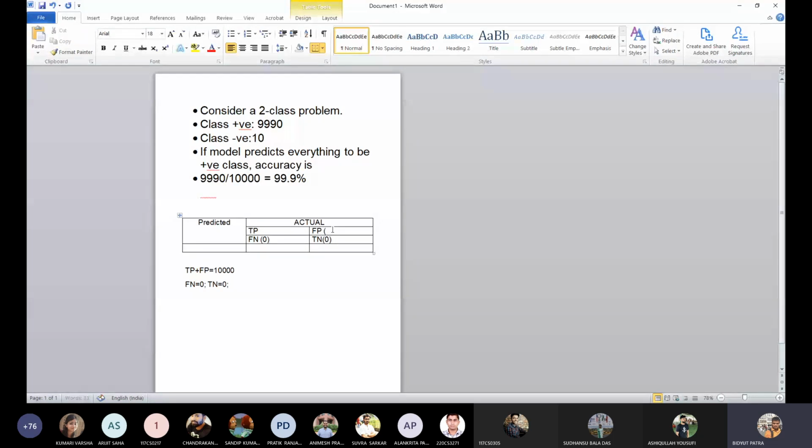So in total, you can write the totals here. Total actual positive class is 9,990, and total actual negative class is 10. The 9,990 we get from TP plus FN, and the 10 we get from FP plus TN.